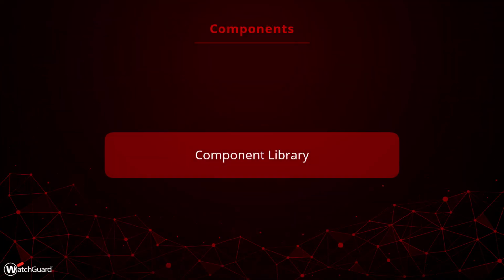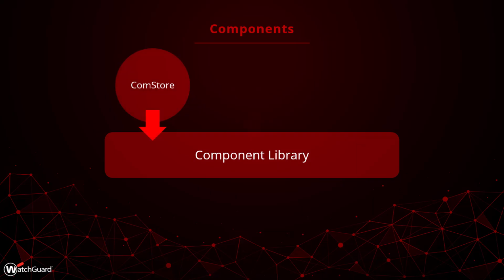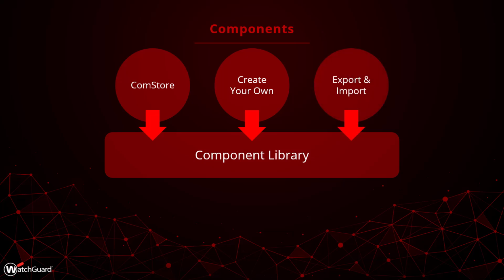So, how does this work? Well, the heart of automation in systems management is the component. Components define what you are automating and contain the scripts that are going to be run. They are stored in the component library in your account, which is empty by default. There are three ways to get new components. You can use the COM store to browse pre-built components that WatchGuard provides. You can also start from scratch to create your own components to suit the needs of your environment. In addition, if you are managing multiple accounts, you can export useful components from one account and import them into another.